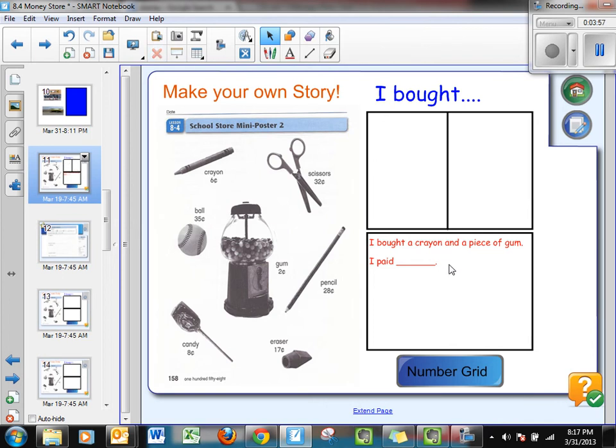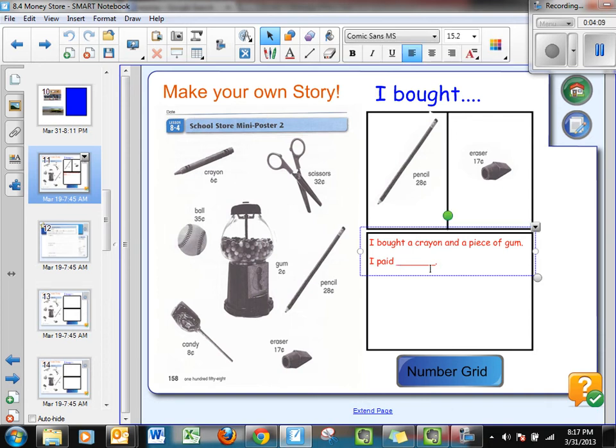So we're going to choose 2 different items. Now let's make it a little bit harder. Let's choose a pencil. It's a little more money. And then we'll choose an eraser. Now these are going to be a little bit different. Your story problem is going to be the same exact setup. You're going to have to say I bought, and then you're going to have to tell me what did you buy. So you bought a pencil and an eraser.